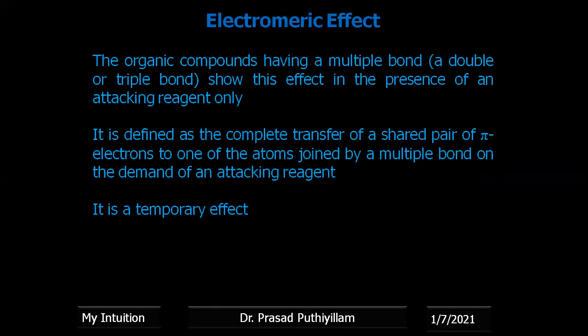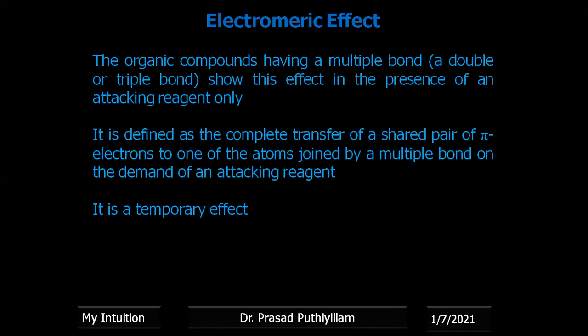Electromeric effect is also a temporary effect. It is seen with doubly or multiple bonded organic compounds, that is carbon-carbon double bond or carbon-carbon triple bond mainly. Not only carbon-carbon, any doubly bonded or triply bonded molecules can show this type of electron movement, only in the presence of an attacking reagent. That means the pi electrons will jump either towards the attacking reagent or away from the attacking reagent.